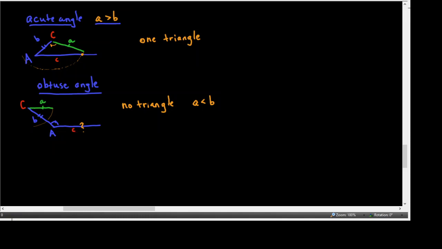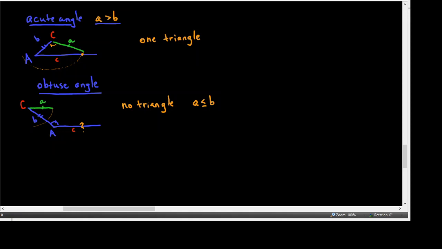So no triangle possible. What if A is exactly the same length as B? Well, it's going to swing and hit right at angle A, and A and B sides will be lined up on top of each other. That's not a triangle, that's two segments that are the same length on top of each other. So there'll be no triangle if A is equal to B. There'll be no triangle if A is less than B.